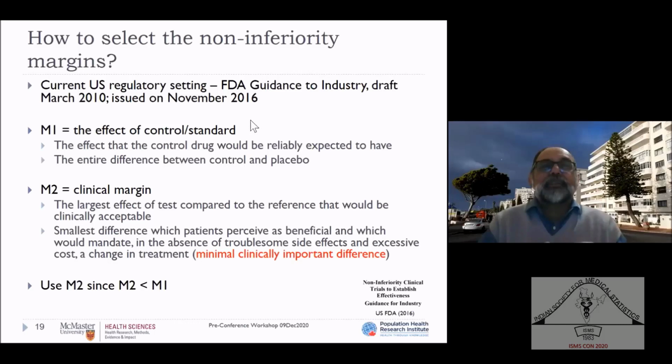Another way of interpreting this is the smallest difference which the patients perceive as beneficial and which would mandate, in the absence of any problems with side effects and excessive cost, a change in treatment. So it's the minimal clinically important difference that you want to preserve. So M2 is usually less than M1. Okay? Let's see how this works.